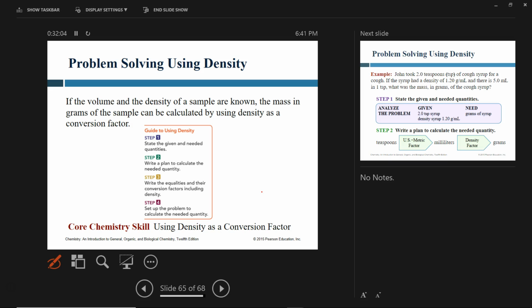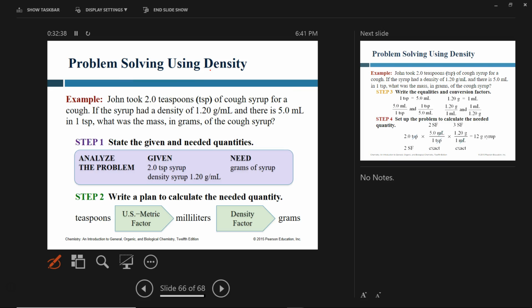You're going to have 2 or 3 calculation tasks on the exam. It's multiple choice, but you will have to figure out which answer is right for calculating either density, knowing the volume and the mass, or mass, knowing the volume and the density, or volume, knowing the mass and the density. Am I clear? Let's see what I mean by that.